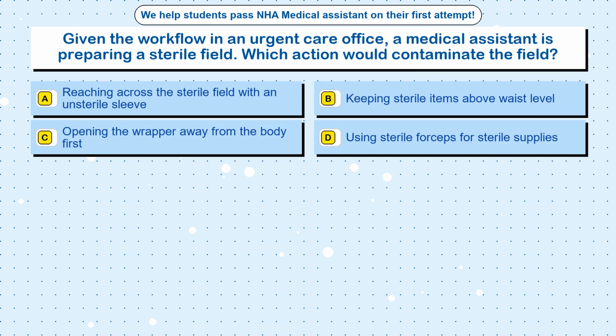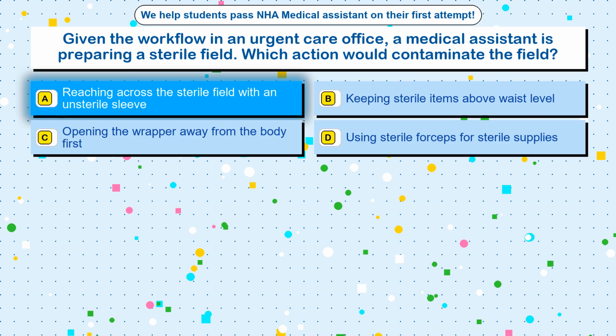Question 93. Given the workflow in an urgent care office, a medical assistant is preparing a sterile field. Which action would contaminate the field? Option A, reaching across the sterile field with an unsterile sleeve. Option B, keeping sterile items above waist level. Option C, opening the wrapper away from the body first. Option D, using sterile forceps for sterile supplies. The correct answer is option A, reaching across the sterile field with an unsterile sleeve.